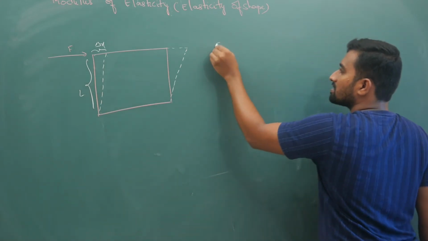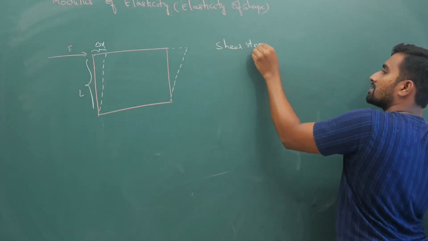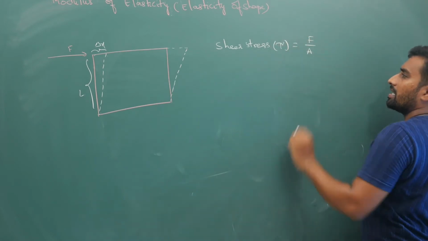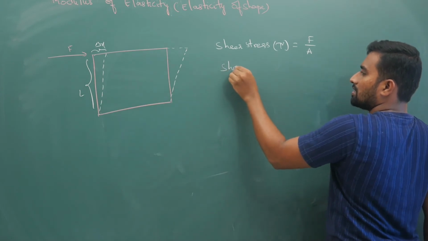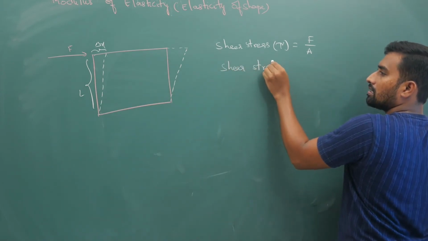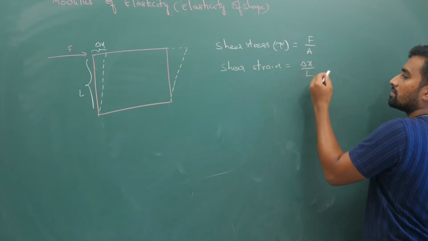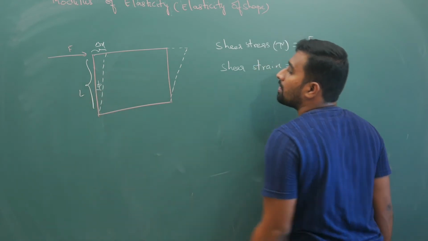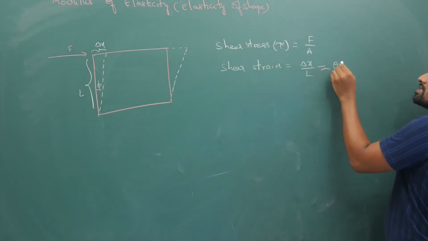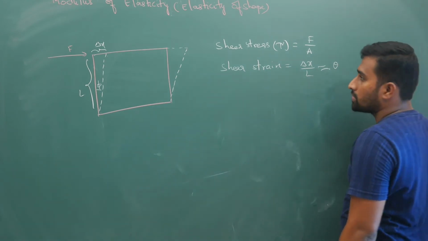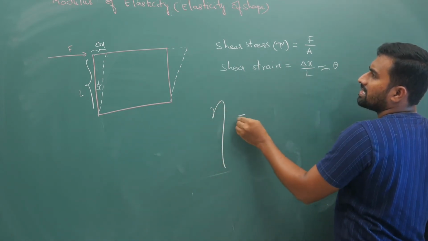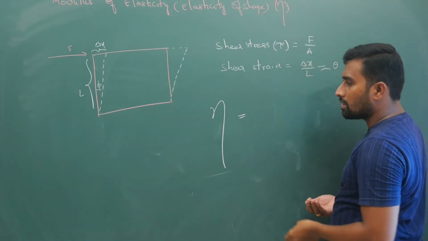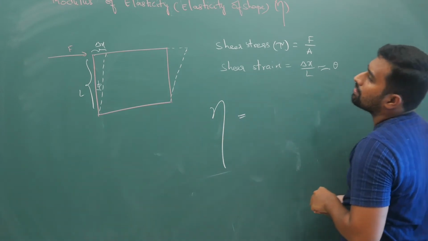I told you your shear stress or tangential stress is represented by symbol tau, that is equal to force by area, and your shear strain is change in length by original length. Your change in length by original length is indirectly tan phi or tan theta, whatever. In some books this is theta, in some books it is phi, no issues. Now your modulus of rigidity is represented by the symbol eta. Young's modulus is Y, bulk modulus is B.